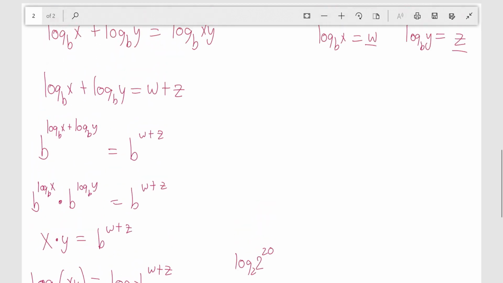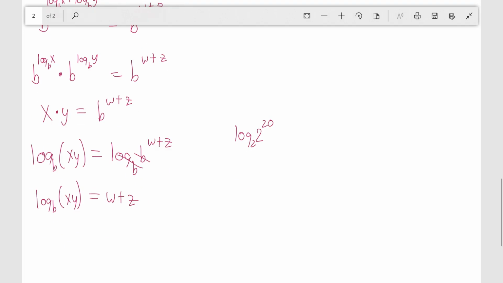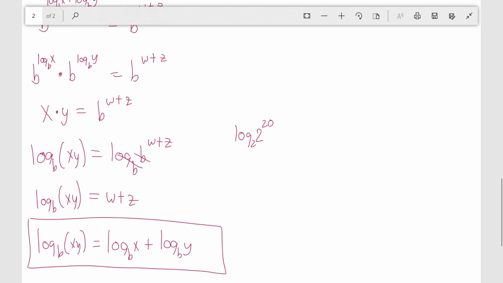Oh, wait, but what were w plus z? Log of x and log of y. So substituting back in, we have shown that these two quantities are equal, which is what we wanted. So, short little QED little box.